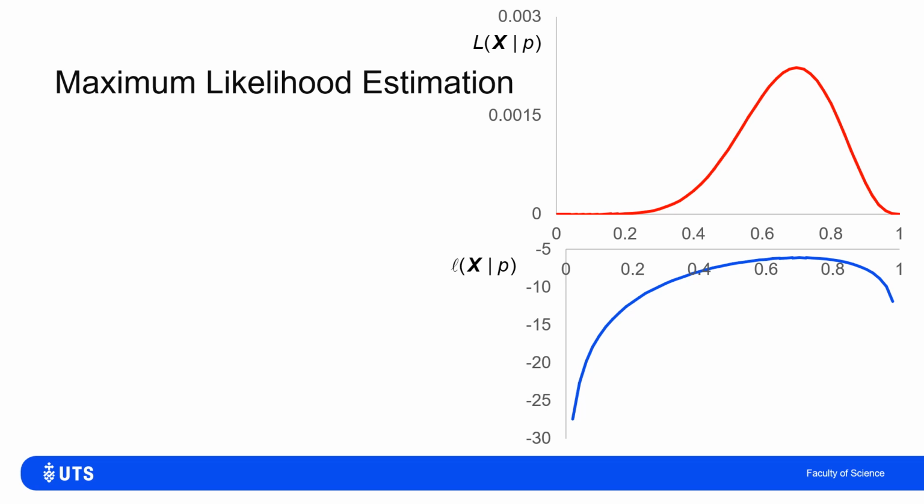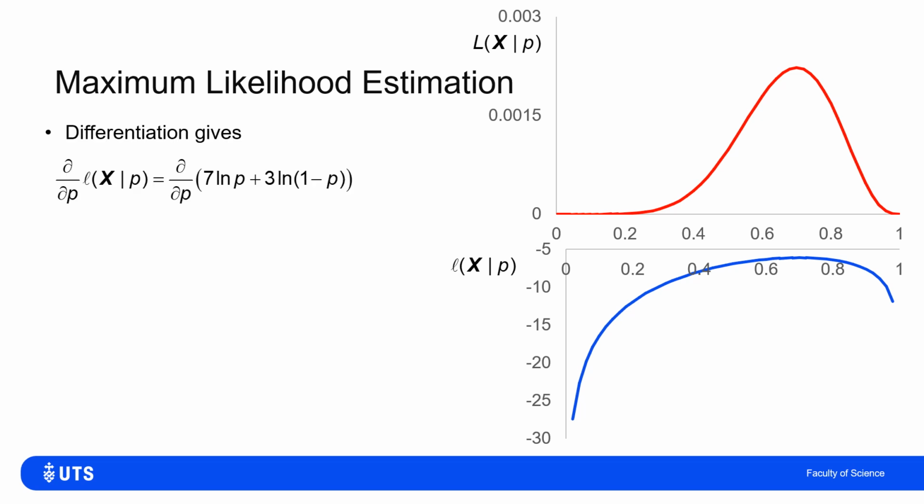Now I've plotted both the likelihood function itself and the log likelihood function. They're on the same horizontal scale between 0 and 1. The vertical scales are obviously different. But if I differentiate the log likelihood function, differentiate 7 log p, and I'll get 7 over p, differentiate 3 log 1 minus p, and I should get minus 3 over 1 minus p.